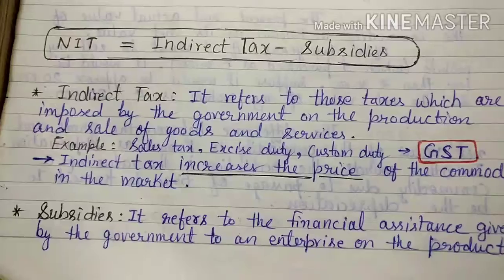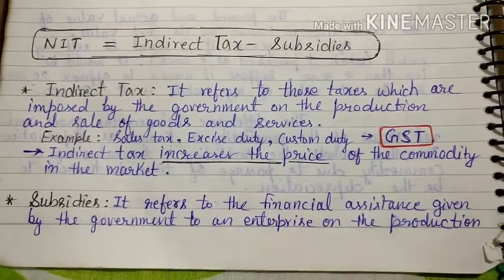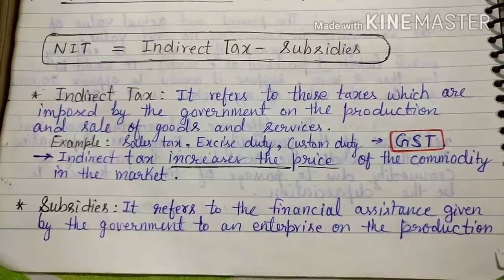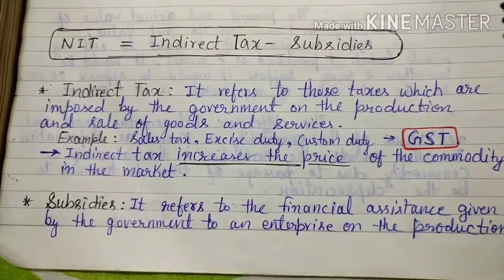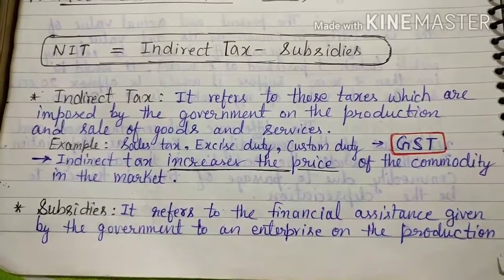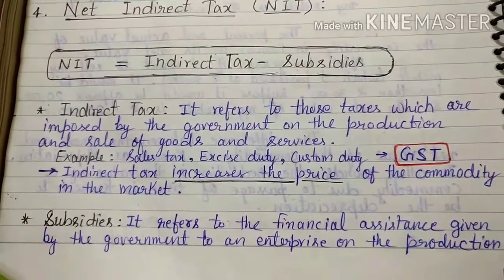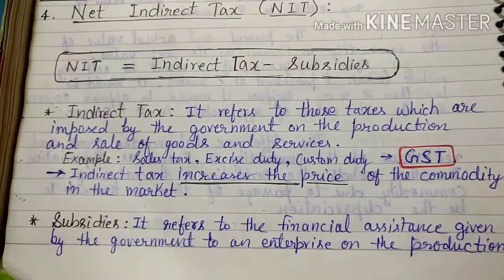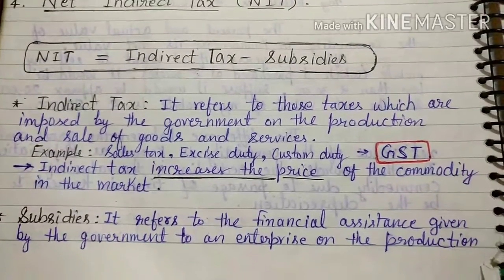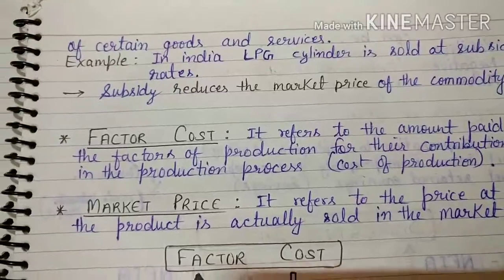Then comes the second term, subsidies. You have heard about it earlier also. Subsidies decrease the price of the commodity. A subsidy refers to financial assistance, meaning financial help, which is given by the government to an enterprise on the production of certain goods and services.